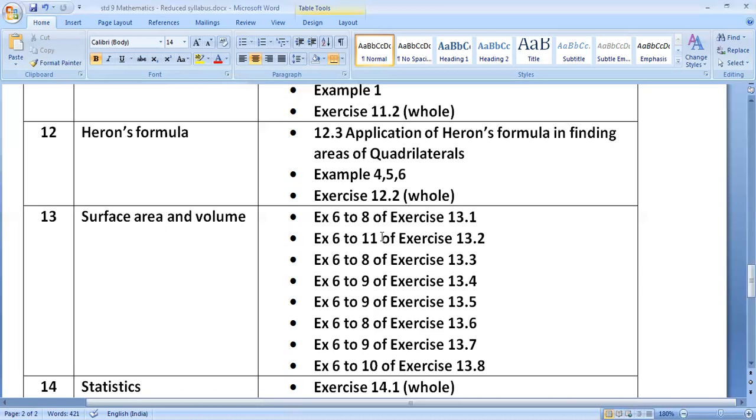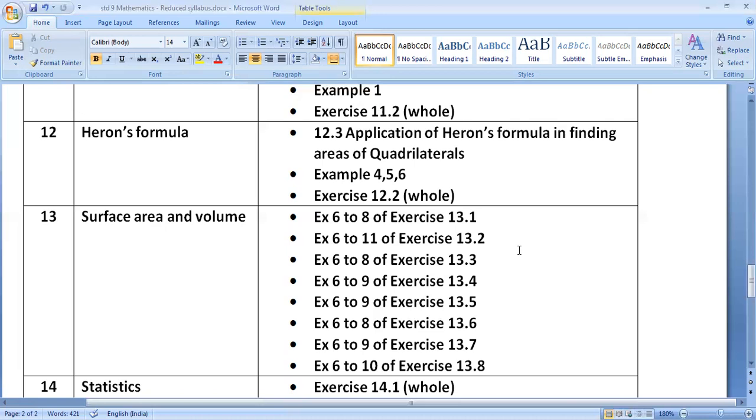217 page itself, 13.4, surface area of right circular cone. The formula is given: curved surface area of a cone is 1/2 into L into 2 pi r, it means pi r L. Total surface area of cone is pi r L plus pi r square, it means pi r into bracket L plus r. Page number 220. On the same page, examples 4, 5 and 6 are included. Page number 221, exercise 13.3, questions 1, 2, 3, 4, 5 are included. And on the same page, questions 6 to 8 of exercise 13.3 are excluded from the syllabus.